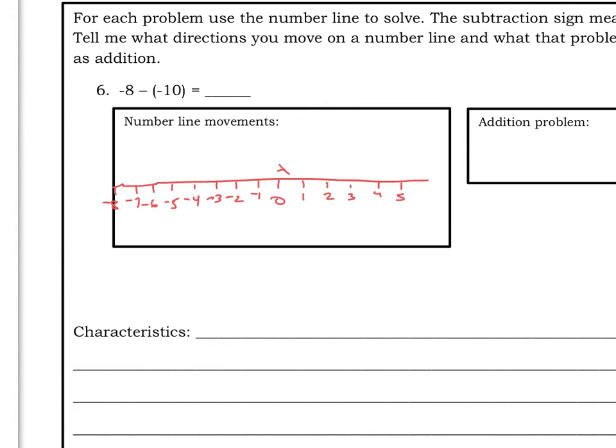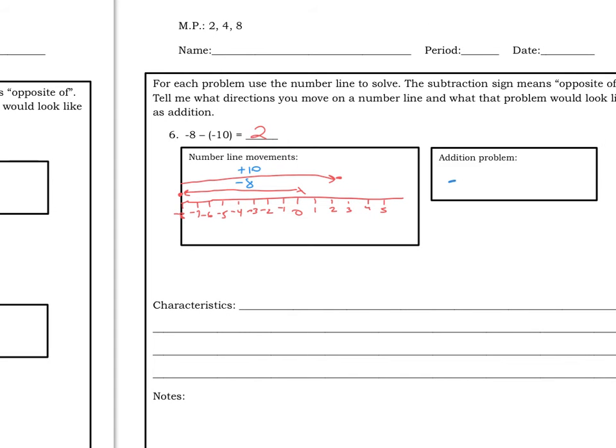All right, so first I move in a negative 8 direction, which puts me all the way over here. And then I'm going to move in the opposite of a negative direction, which is a positive direction. So I'm going to move all the way to positive 2. So negative 8 minus negative 10 is positive 2. Okay, think of my number line movements. So I have a -8, a +10. So my addition problem would just be -8 plus 10.